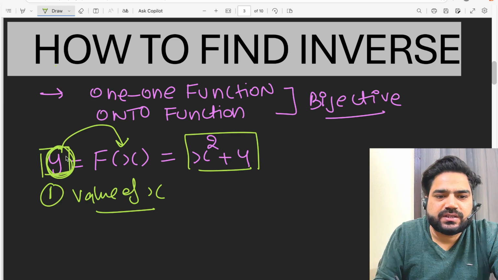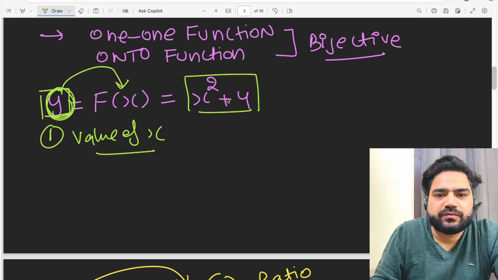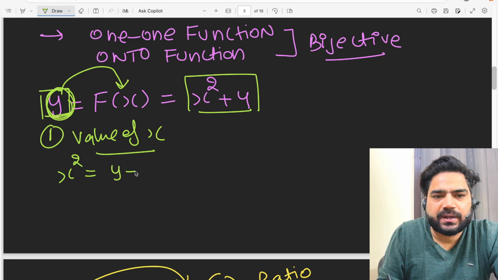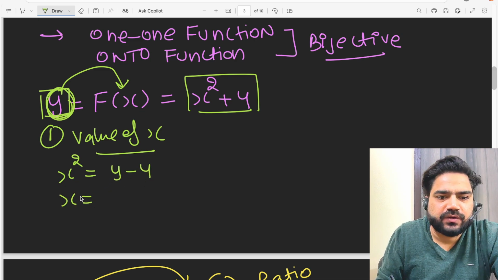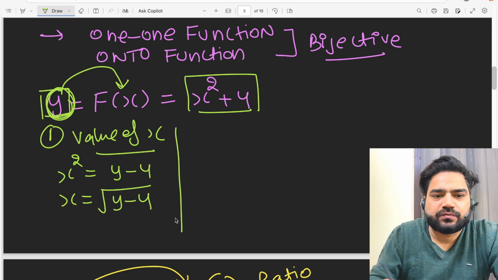For example, now in this question, if y is equal to x square plus 4, so from here we can find the value of x. How? This 4 will come this side, so it will be x square is equal to y minus 4, and the value of x, if we take under root both sides, then the value of x will be under root y minus 4. This is the value of x. This is our first step.